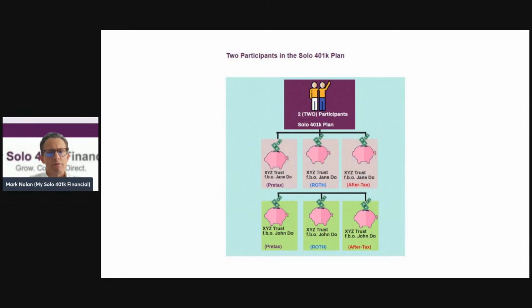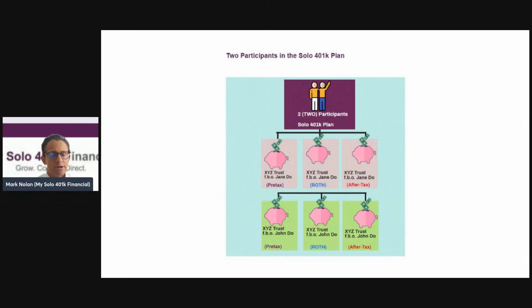Here's an example of a two participant plan where both spouses, for example, are participating in the plan because they both work under the same self-employed business. For example, a limited liability company where they're both working under that LLC, resulting in the limited liability company sponsoring the solo 401k plan, and then each spouse participates in the plan.